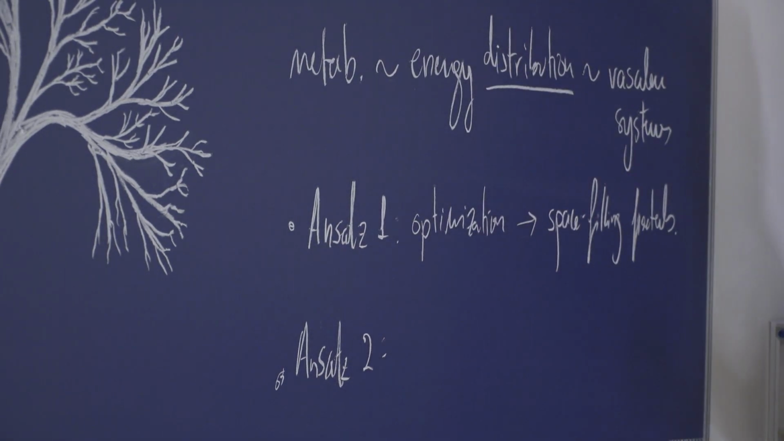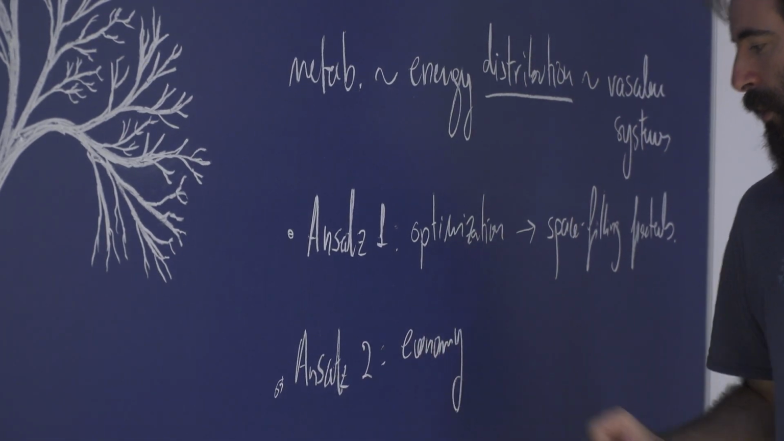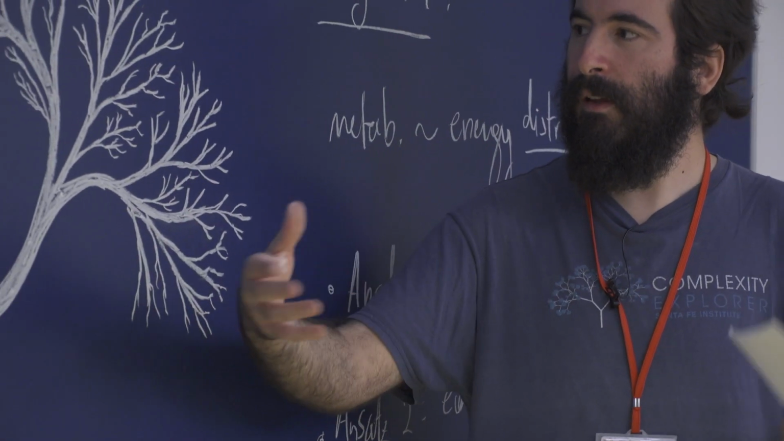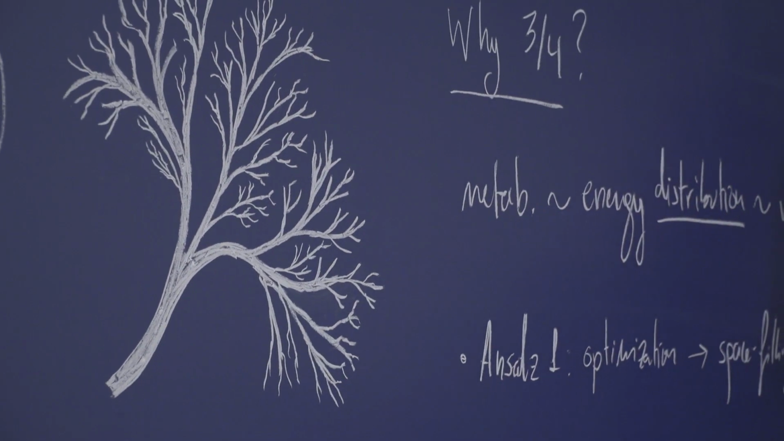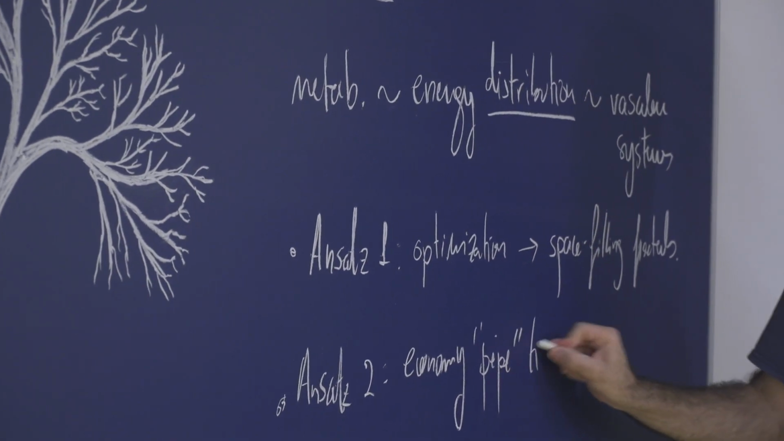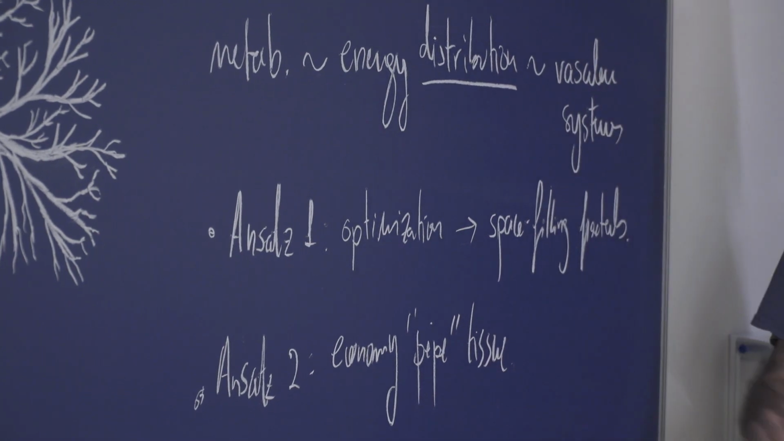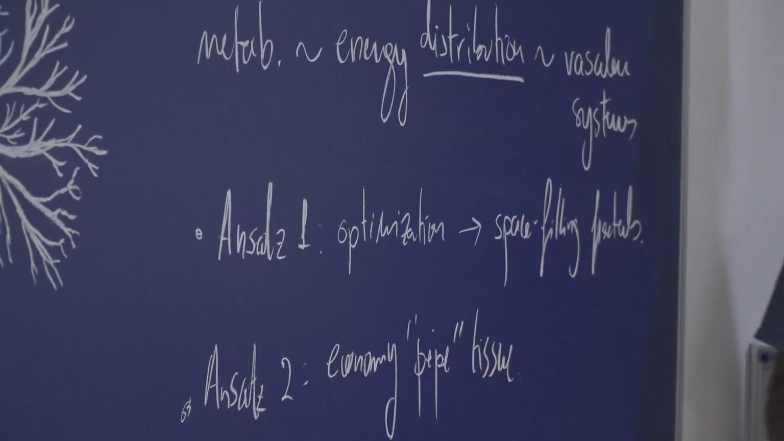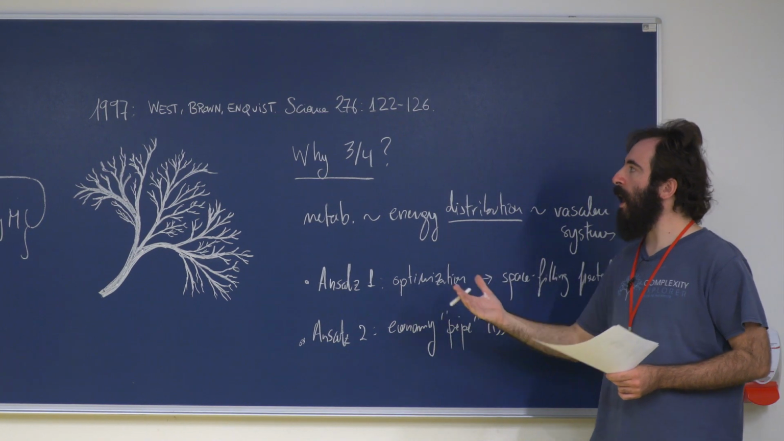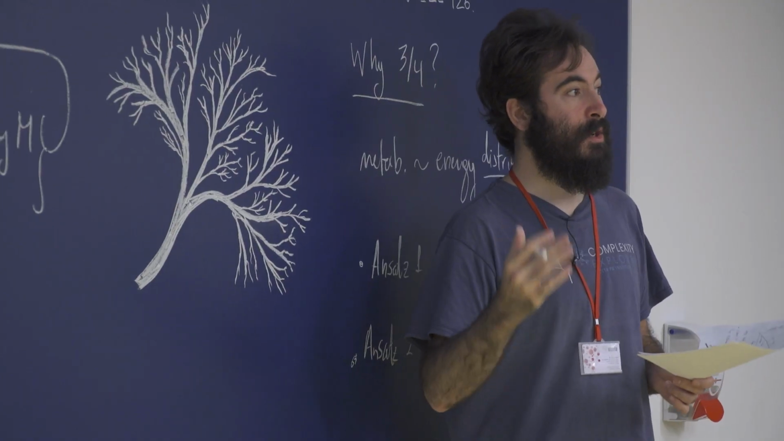The second ansatz, the second hypothesis that they required, was that there will be some kind of an economy of tissue. In other words, I will try to economize all the tissue that I need to build up this system with, right? So there's an economy of pipe tissue, if you want. Such that the system becomes, again, sort of optimal, but in a different sense, optimizing the materials that you need in order to build up the energy distribution system. Great, so with all of these ideas in mind, we are now going to explain why 3/4 is the factor that sits in this scaling law that Max Kleiber first obtained in 1932.